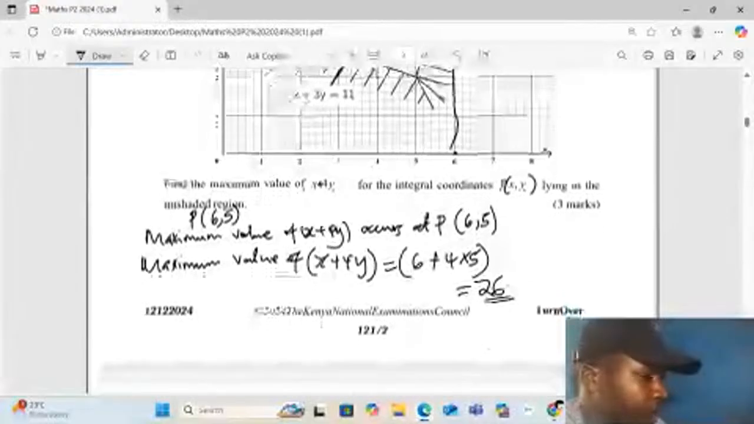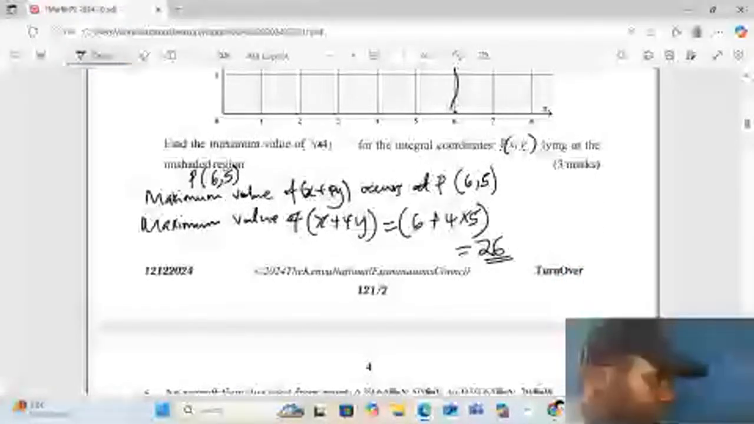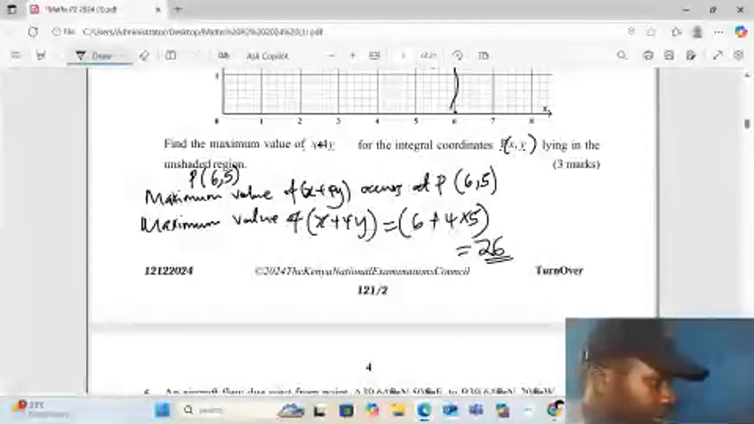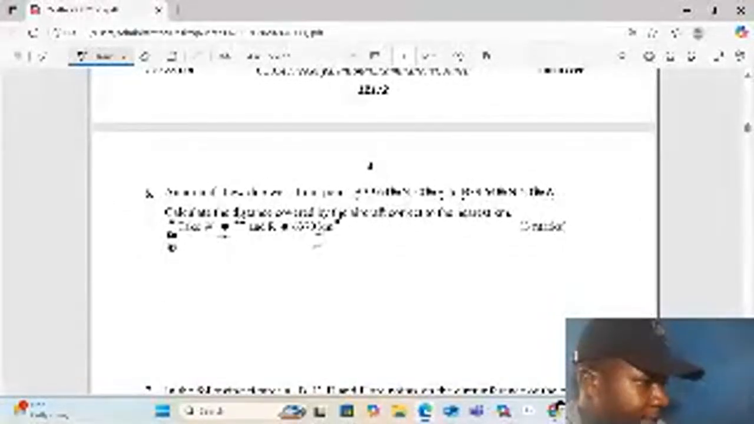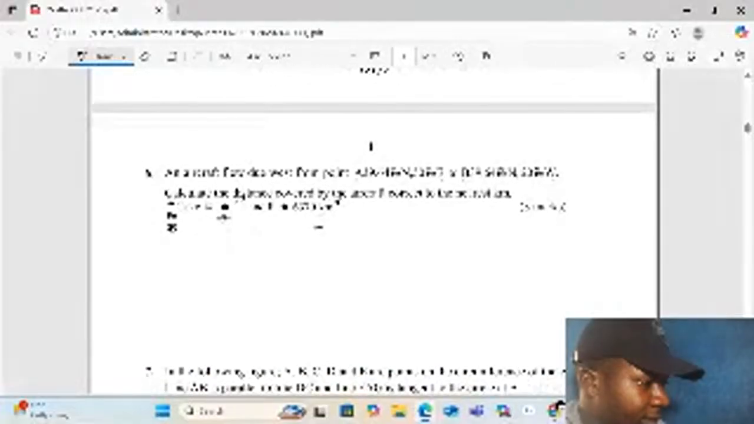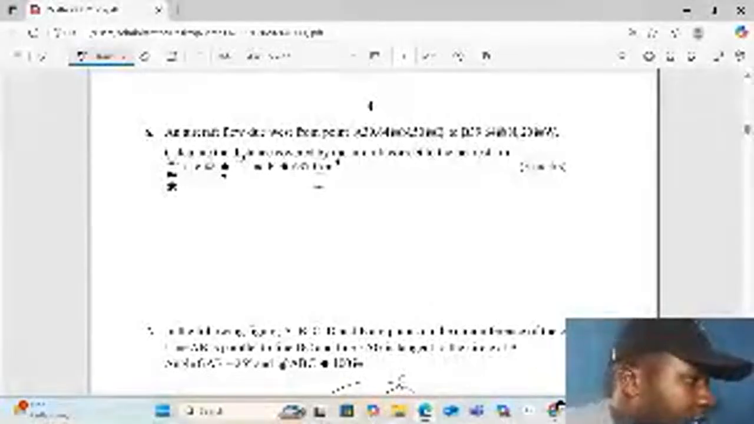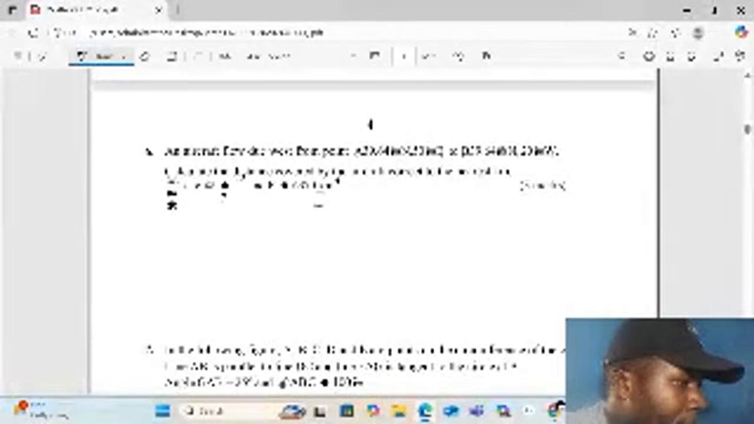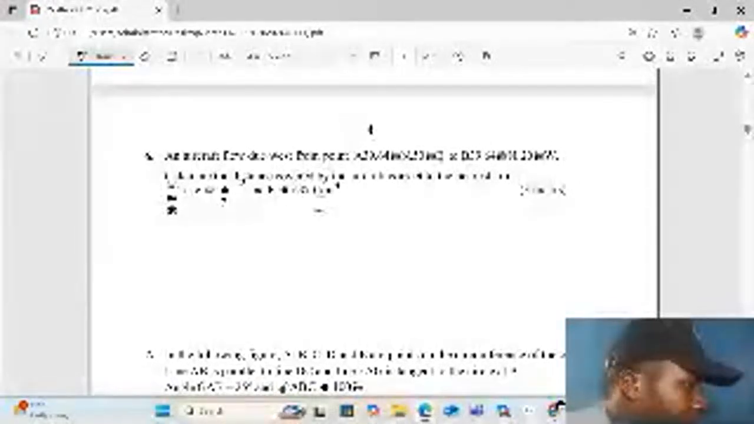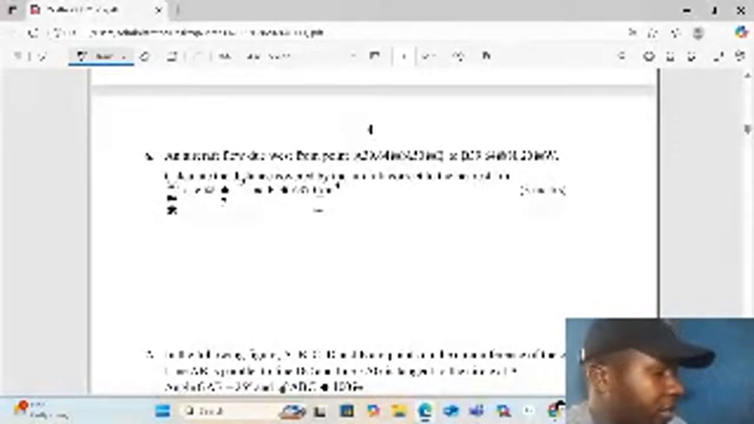Now, let me move to the next question. The next question is number 6. I think we had a problem with our questions, but I'll correct them. Now we have a question on longitudes and latitudes.